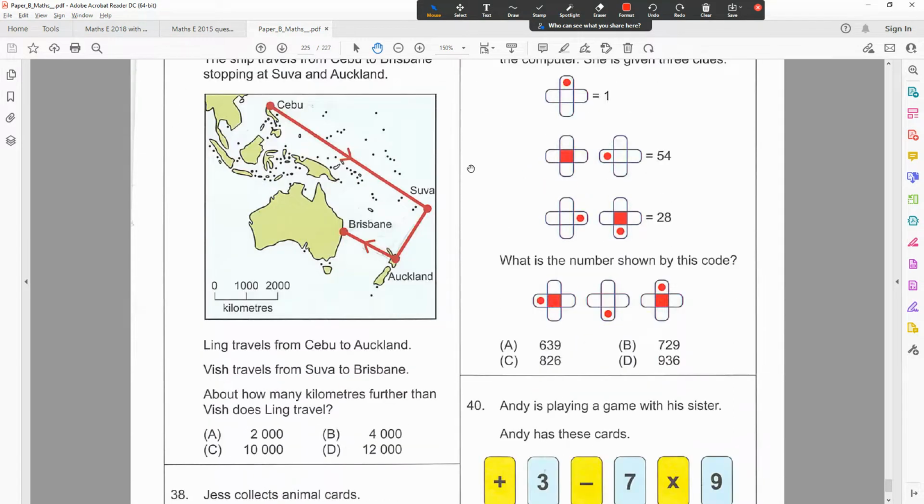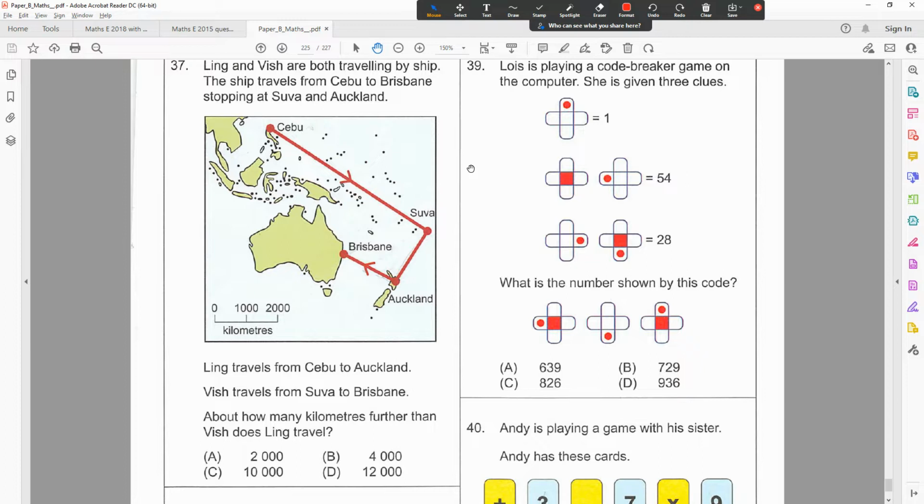Right, here's question 37. Ling and Vish are both traveling by ship. The ship travels from Cebu to Brisbane, stopping at Suva and Auckland. Ling travels from Cebu to Auckland. Vish travels from Suva to Brisbane. How many kilometers further than Vish does Ling travel?